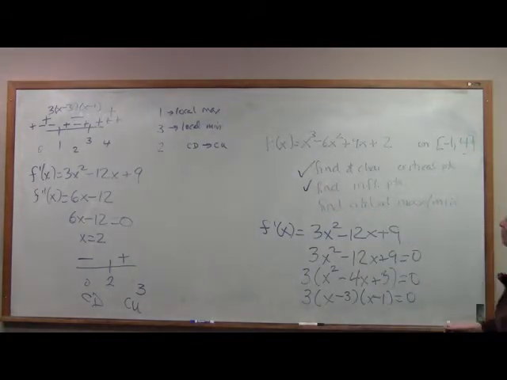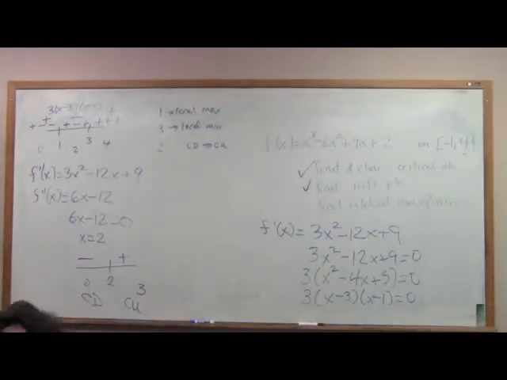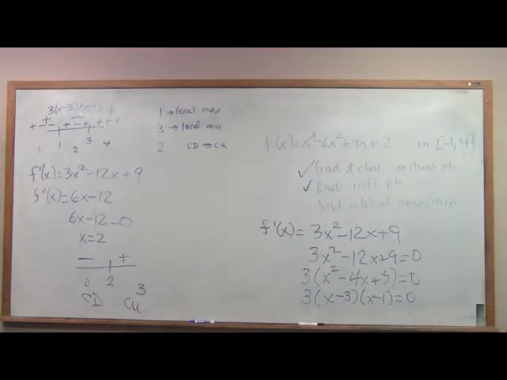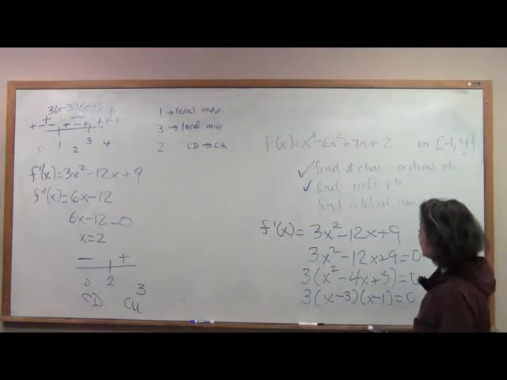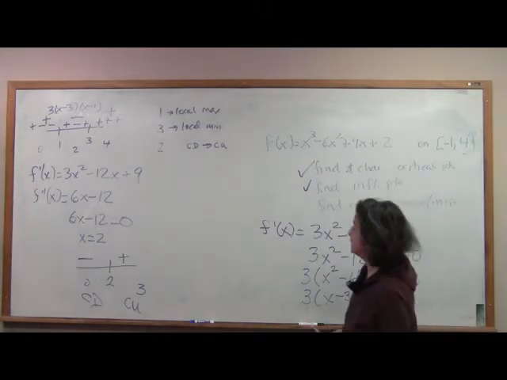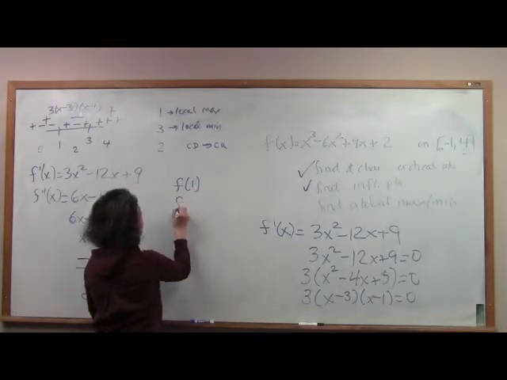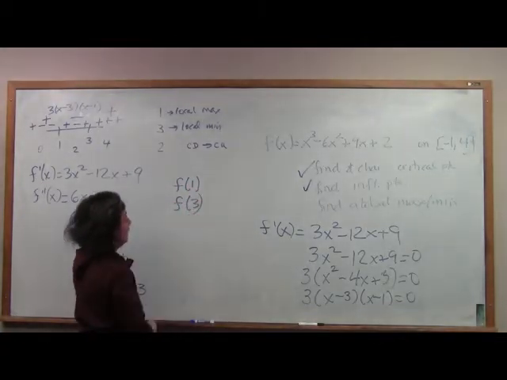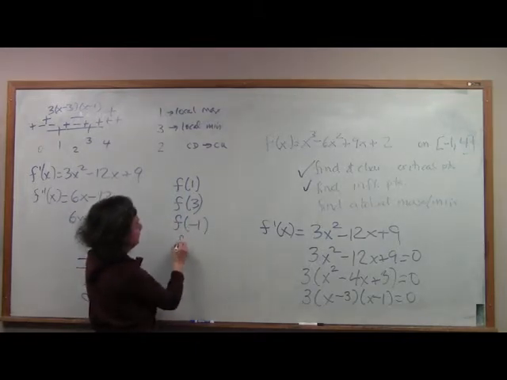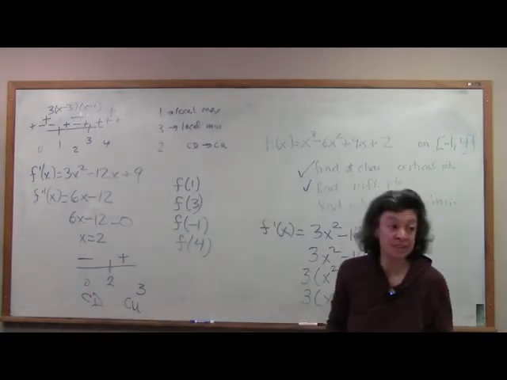Next, find our global max and our global min. Well, we need to ask ourselves, what are our candidates for our global max and global min? Well, the candidates for them are your critical points, so 1 and 3, as well as your endpoints. Now, how do we know who's the biggest and who's the smallest?